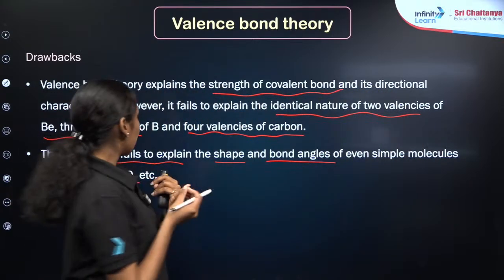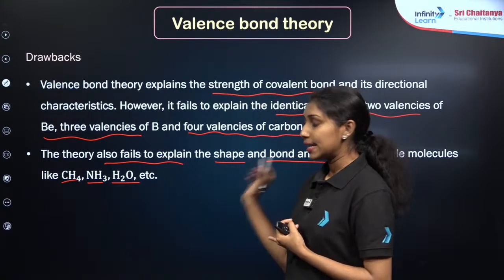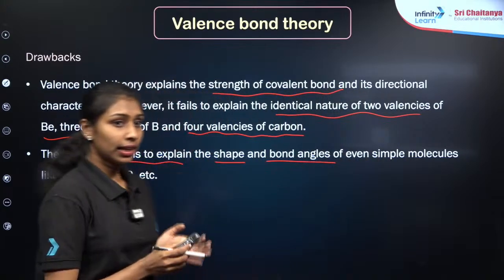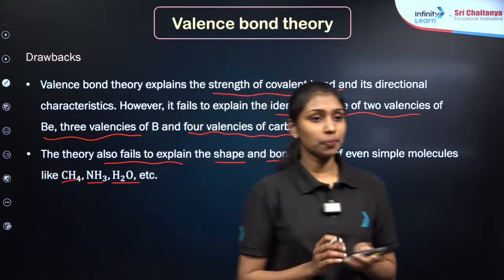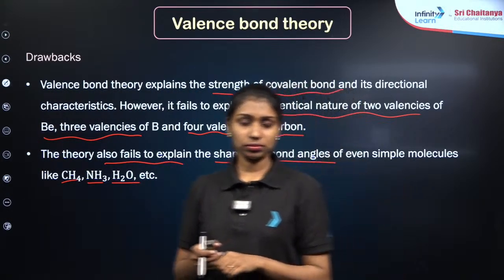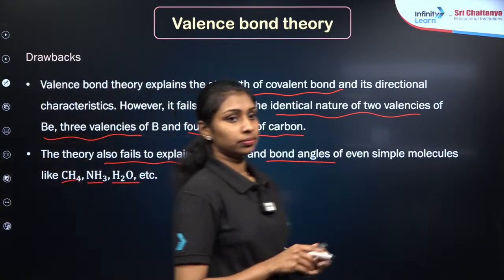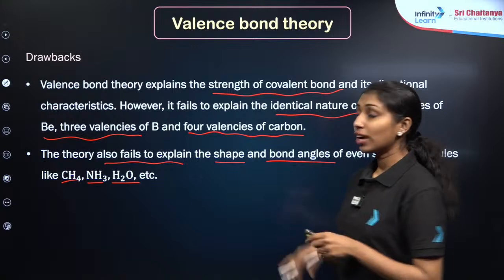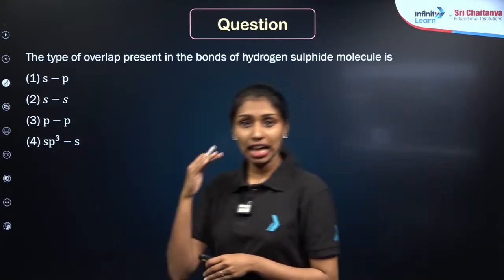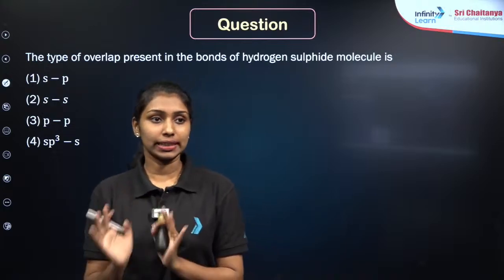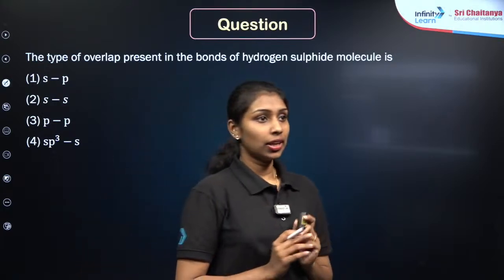Even though this explains the strength of the covalent bond, it fails to explain the valencies of different atoms or elements. Again, it fails to explain the shape and bond angles of some simple molecules. Clear? Yes, that's all about the valence bond theory. Now we will go on to our next theory, the molecular orbital theory. Before that, we have to go with another concept, that is hybridization.